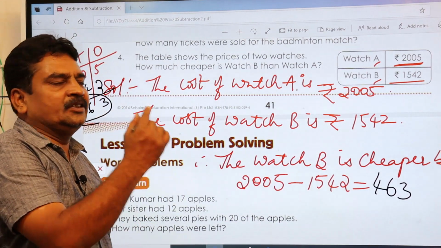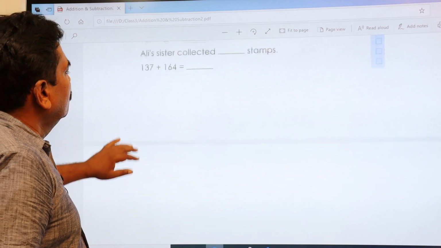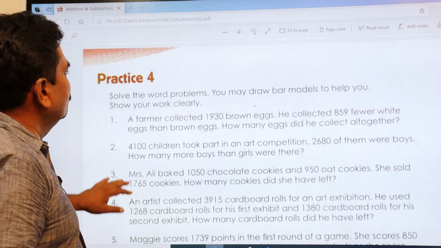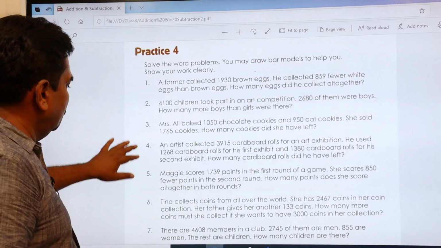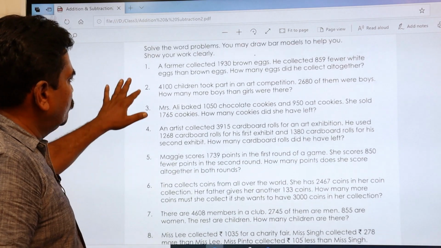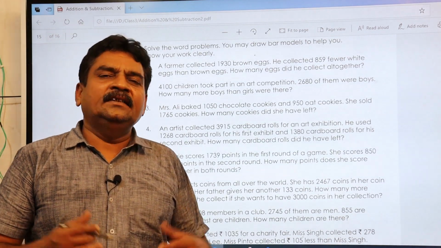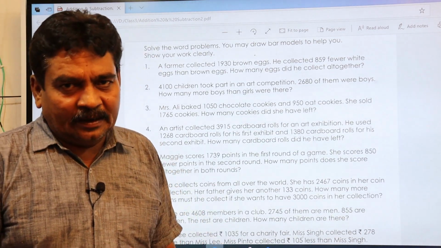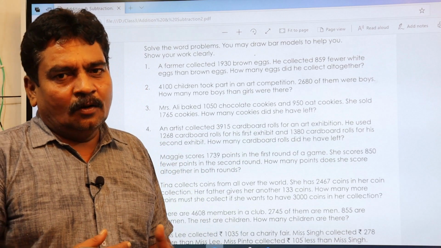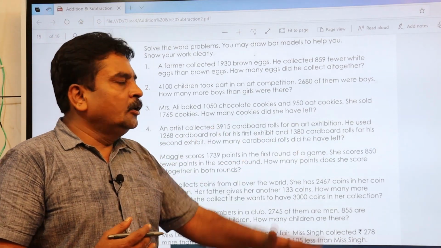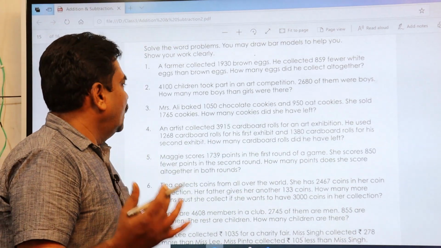Let's go to the next. This is your exercise 4. Here you have 8 problems. Out of 8, I'll do 3 problems and the remaining you try to do. If you don't get it, please inform me. I'll explain again how to do it, and I'll try to give you print and WhatsApp material so that you can understand.